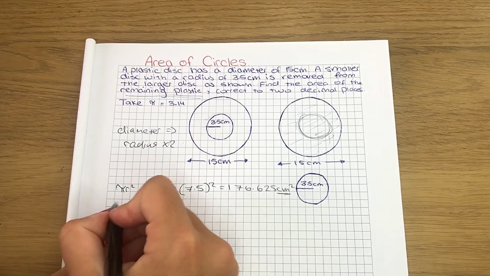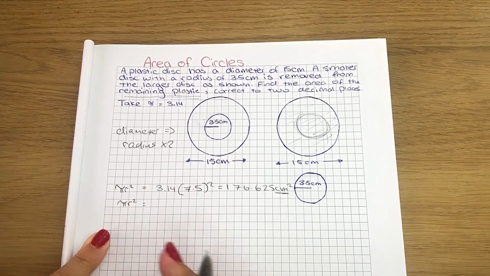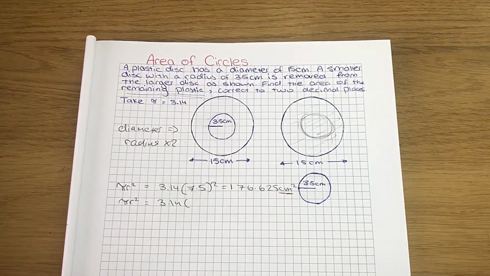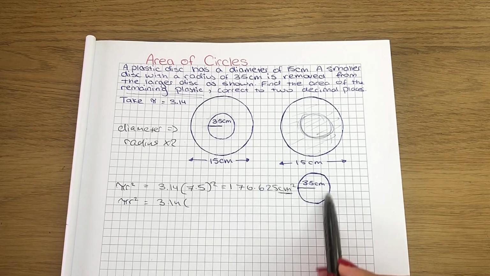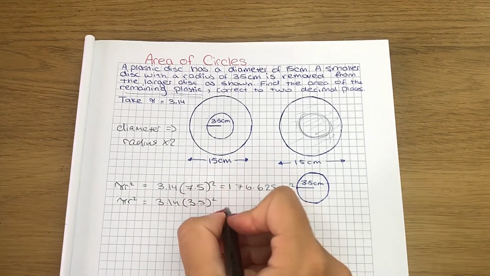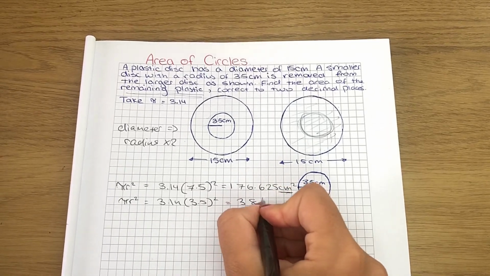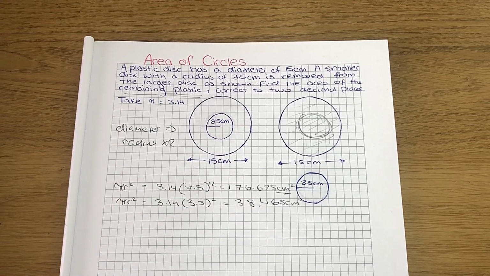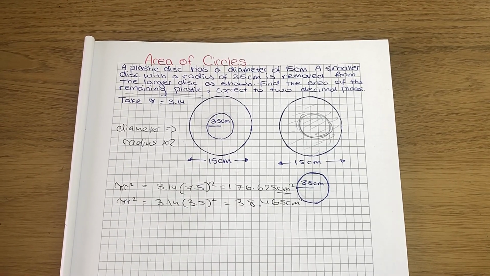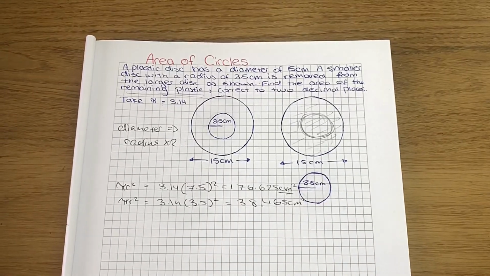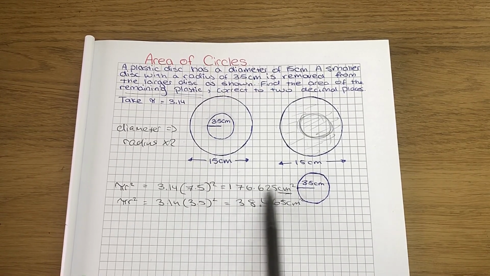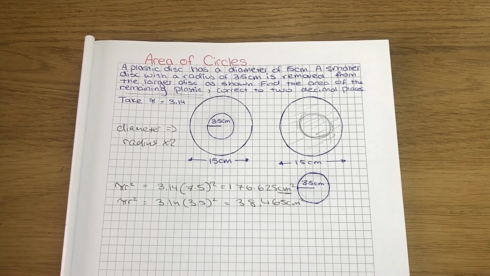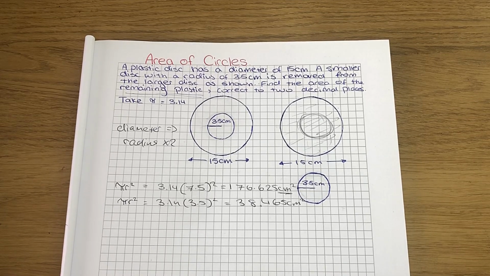So using our same formula, we're going to substitute this into our answer. 3.14. And what is the radius of the smaller disc? It is 3.5 as shown. And our answer is 38.465 centimeters squared. Now we have our 2 answers. Now we can make up our own formula. So to find the remaining area of plastic, we have to take the area of the large disc and the area of the small disc. We have to take these away, and whatever our answer is, is the remaining area of plastic.